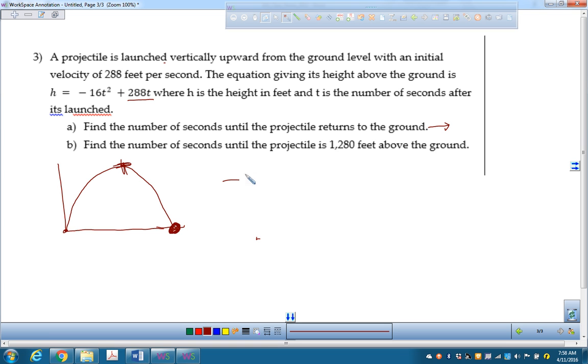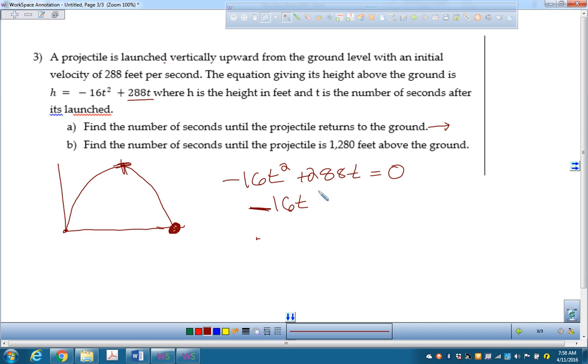So what you do in this case is you set it up as negative 16t squared plus 288t equals 0, okay? And you could use negative b over 2a, but there's actually a better way to do that. Who knows what number goes into both 16 and 288? 16 actually goes into 288. Anyone know how many times? No, it's 18 times. So what you could do here is pull outside of your parentheses a negative 16t.